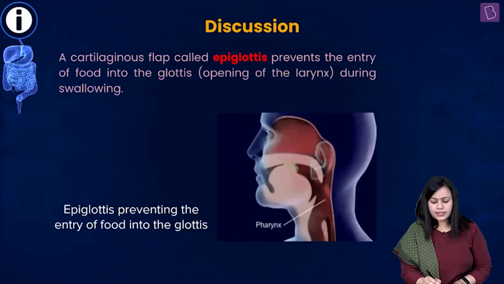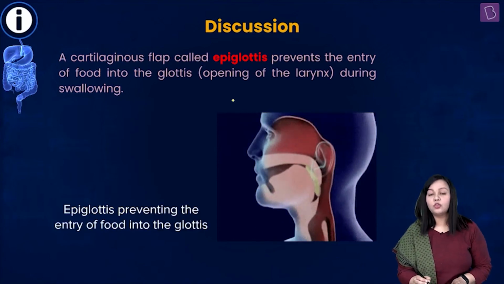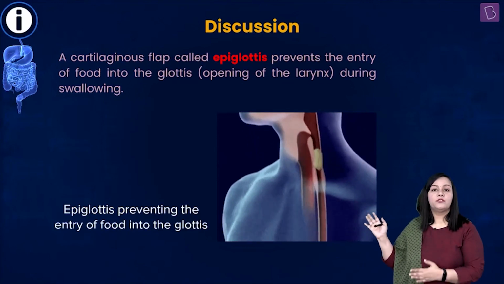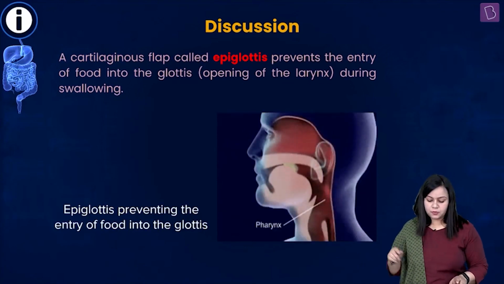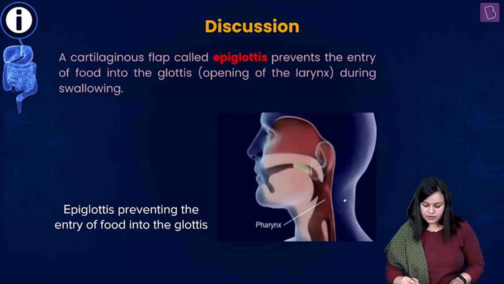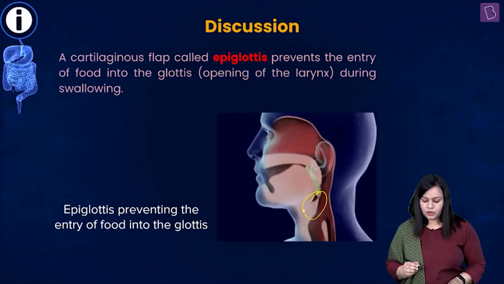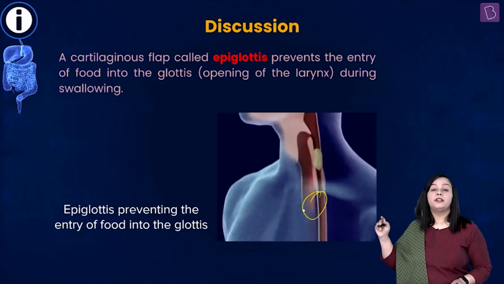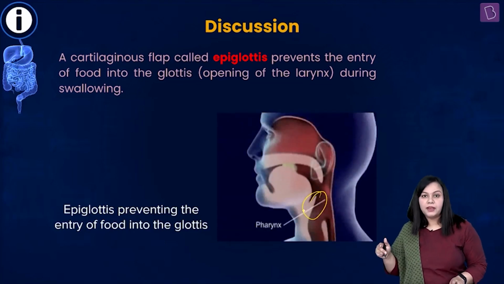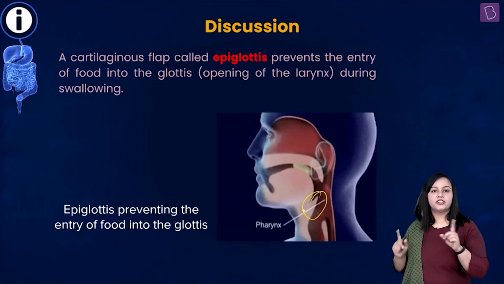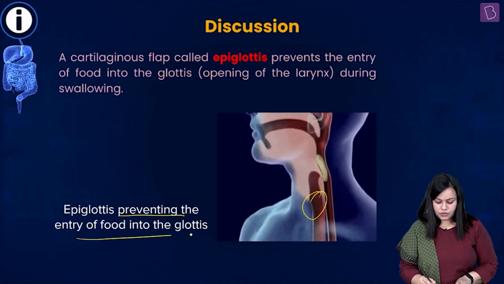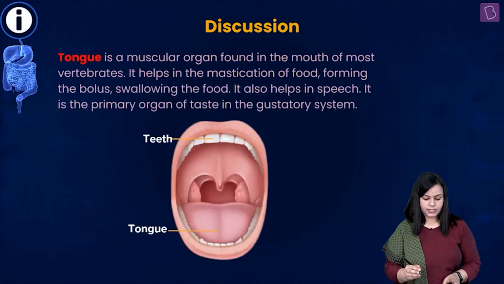Going ahead, a cartilaginous flap called the epiglottis prevents the entry of food into the glottis, which is the opening of the larynx. So like you see in this moving image very beautifully, when this person is swallowing, you see how the epiglottis is closing over the windpipe so that the food enters only the food pipe, right? Of course, my marking has changed its place because it's a moving image. Fine. So the epiglottis prevents the entry of food into the glottis.